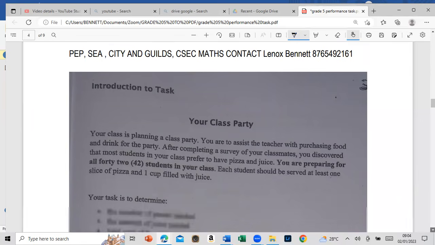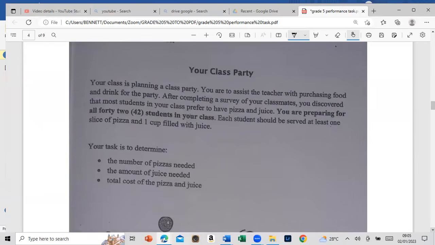All right, let's get right into it. It says your class is planning a class party. You are to assist the teacher with purchasing food and drinks for the party. After completing a survey of your classmates, you discover that most students in your class prefer to have pizza and juice. You are preparing for all 42 students in your class. Each student should be served at least 1 slice of pizza and 1 cup filled with juice. I don't know why they give you guys these things to do, but let's get into it.